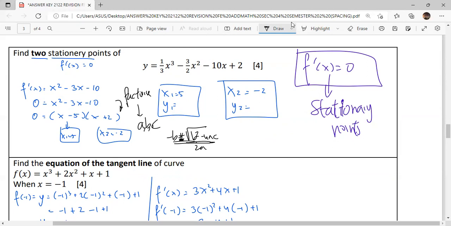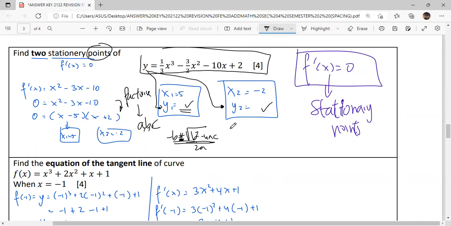But it asks for points, guys. So it's not only about the x. You need to find the y. Put it in here. You work on it yourself. You can use a calculator, by the way. So a calculator can be used. You just put x as negative 2 in this equation. Negative 2 gives this one, and 5 gives this one. Make sure that you understand that.